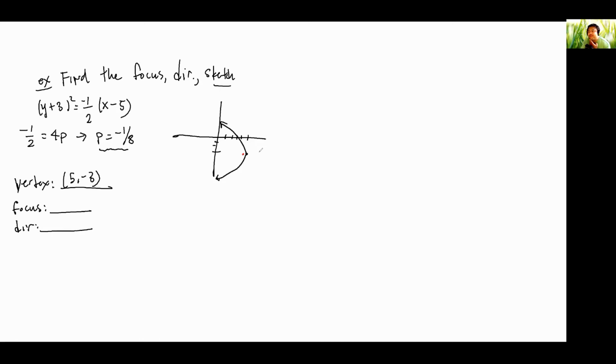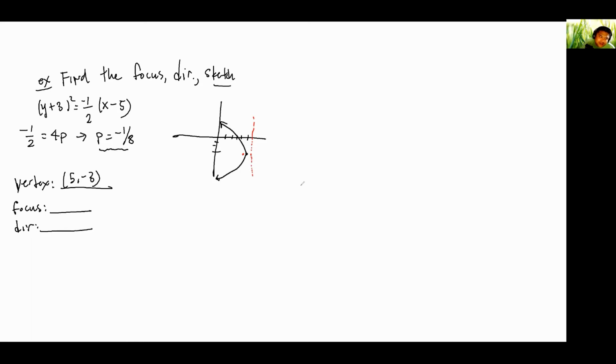I can't remember what the relationship is. The farther the focus is, the more narrow, and the closer it is, the more wide. I don't remember what the relationship is. I can't think in my head right now. Does anyone have a guess? The farther the focus is, is it going to be wider? I think it's wider. Whatever. I think it's wider, and the closer it is, it should be more narrow. Anyway, it means the directrix is somewhere here.